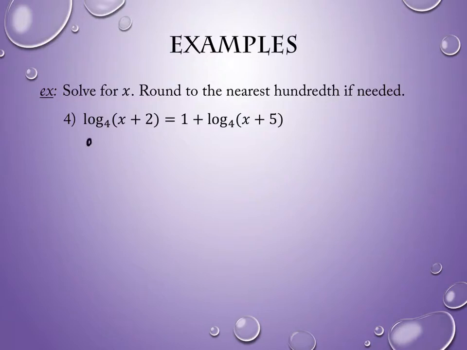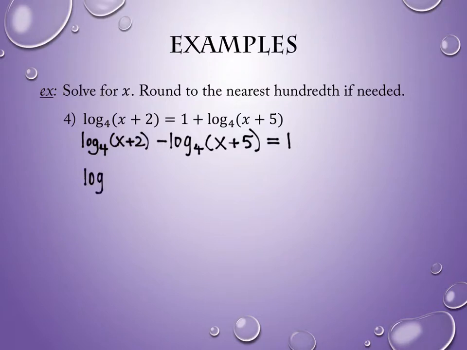So this is log base 4 of x plus 2 minus log base 4 of x plus 5 equals 1. Then how would I combine my logs? With division, good. I would divide them. X plus 2 over x plus 5.